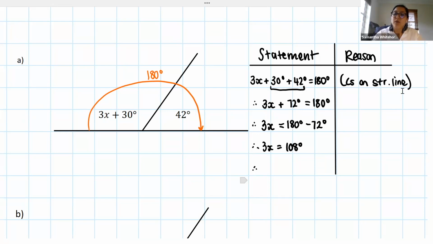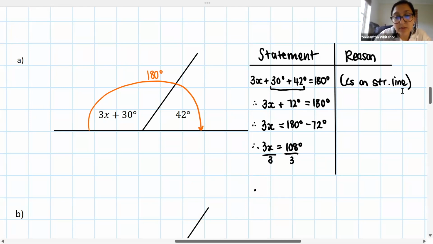Right, so once we've got that, please remember that our goal is obviously to solve for x. It's nice that we know what 3x is, but that's not what I'm looking for. I'm looking for x. So what I need to do is divide both sides by 3. Again, inverse operations, we're solving an equation. And so x is equal to 36 degrees.